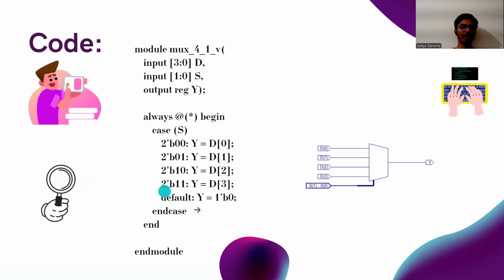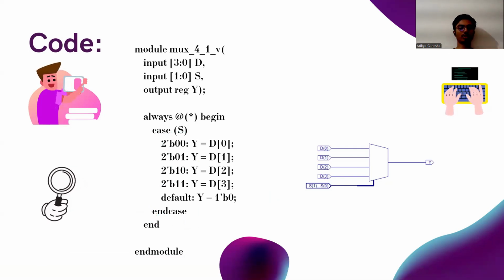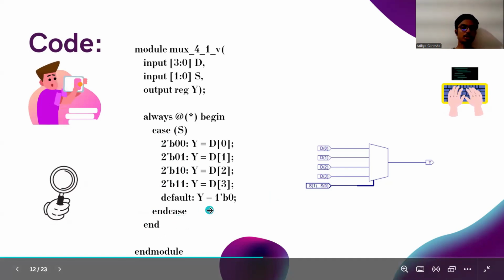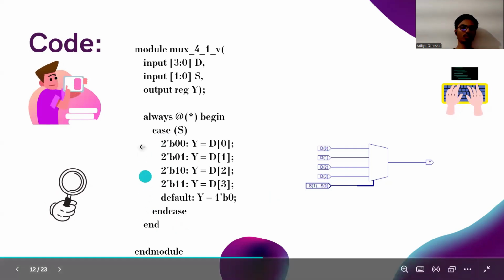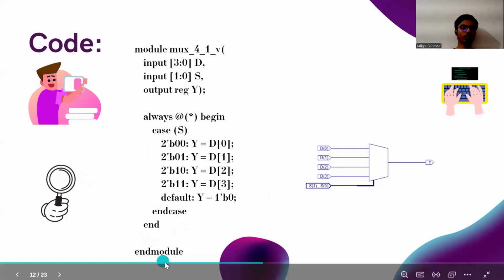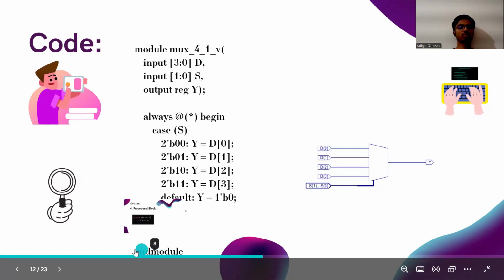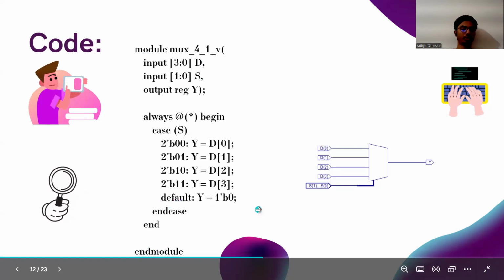Then we have to end the case. Since we started the case, here we have to end it. We always end the case with the keyword endcase. Then the keyword end concludes the always block, which we started here. Then comes endmodule, which marks the end of the module definition. The whole module which we started from here, we have to end by writing endmodule.